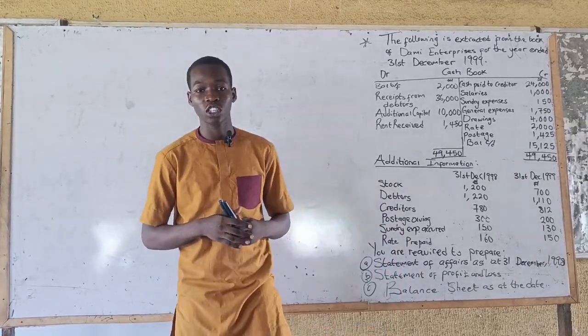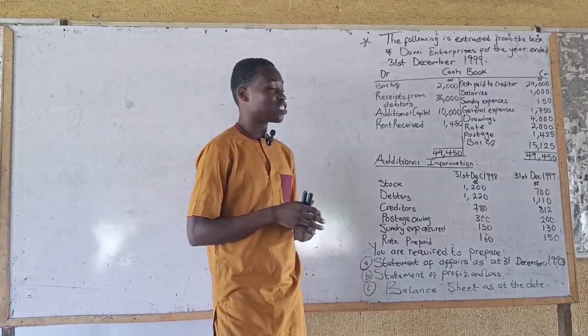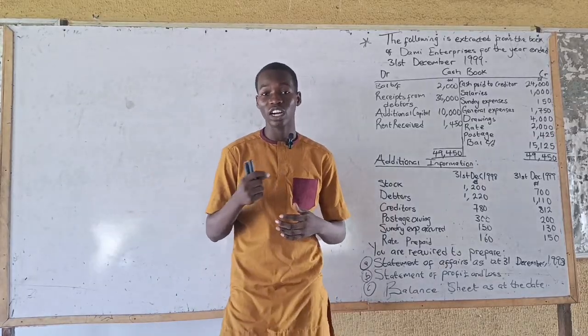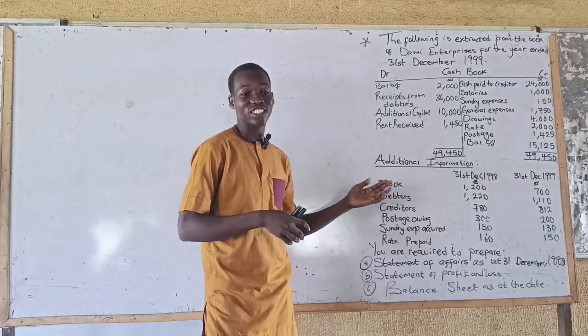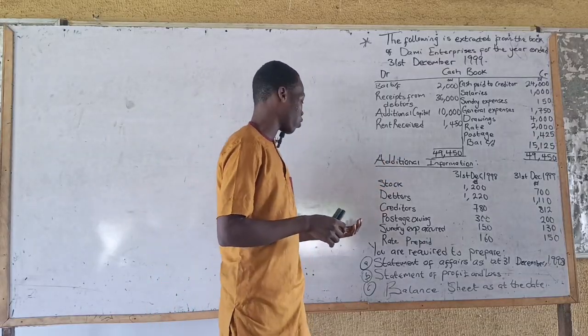So here is a problem on single entry and incomplete records. Dami Enterprise don't keep proper books of accounts, so I'm employed to help them correct all this. You can see the cash book and additional information.